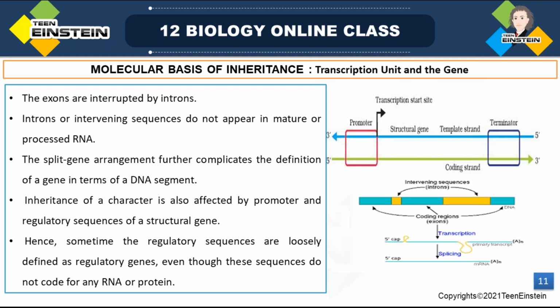So in split gene arrangement, again the definition of a gene becomes complicated, because a gene includes the coding and non-coding region in the case of a split gene, right? So the promoter and regulatory sequence of a structural gene affect the inheritance of a character. This promoter and structural gene determine how a character is getting inherited.